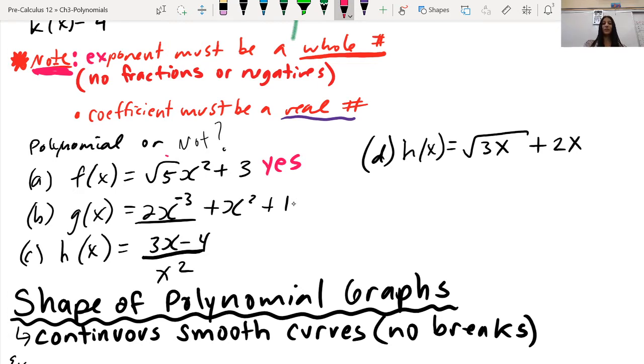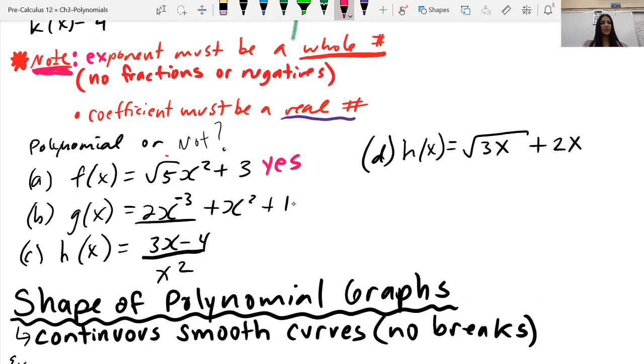Now, if this square root was over the x, then it would not be a polynomial, because if I were to convert that out of radical form, it would be x to the power of 1/2, and we can't have a fraction. So just to talk our way through this, that's what we're working with here.